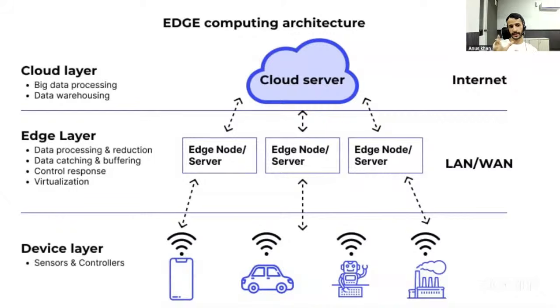Sensors are connected to the edge layer. Why are they connected to the edge layer? Why are they not directly connected to the cloud layer? Because, guys, we specifically designed the edge layer for our local AI inference.